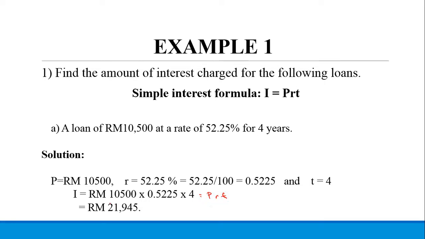PRT: P is 10,500, R is 0.5225, and T is 4, and you get 21,945. This is the rate R, this is T, and this is P. The loan, the amount of money you borrow, is 10,500. Just multiply P, R, and T and you get 21,945.